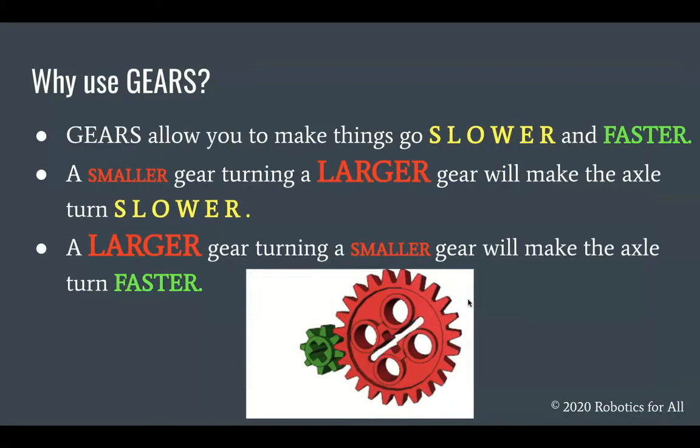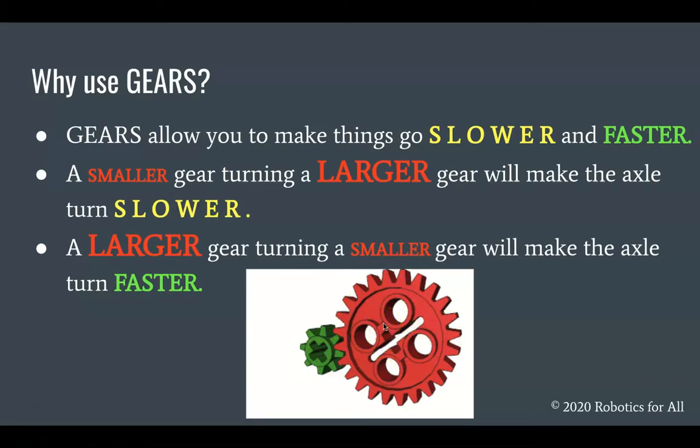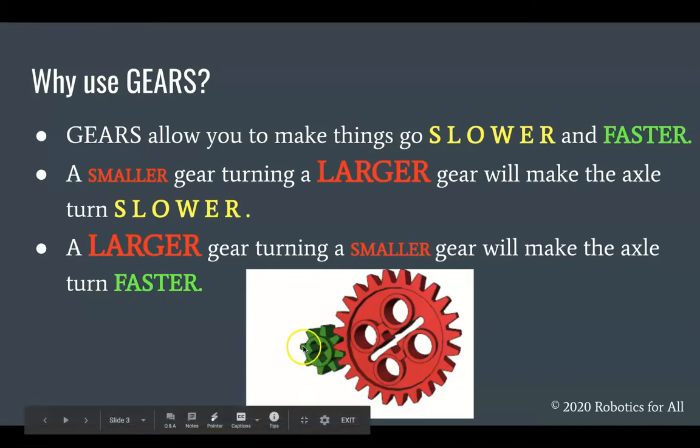So why use gears? We use gears because gears allow you to make things go slower or faster. This is going to make a little bit more sense later as the lesson goes on, but take a smaller gear turning a larger gear. Let's say here we had the green gear turning the red gear. Use your imagination and think that there's a motor attached to the green gear. If you have the green gear turning the red gear, because the red gear is larger, then the axle will turn slower. So if you want to make whatever you're turning go slower, you would use a small gear turning a large gear.